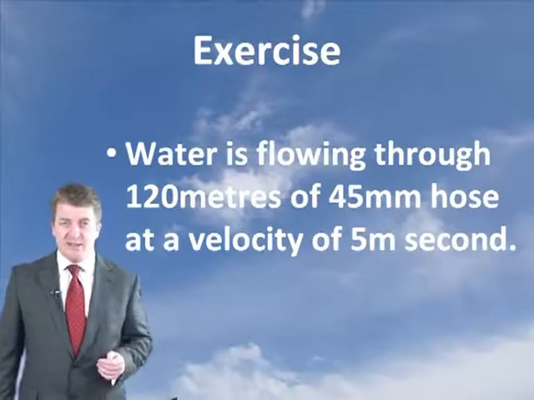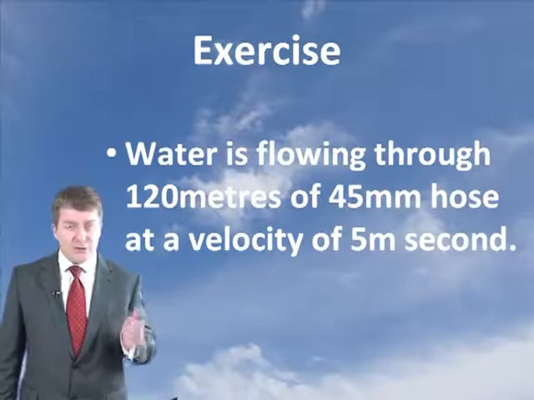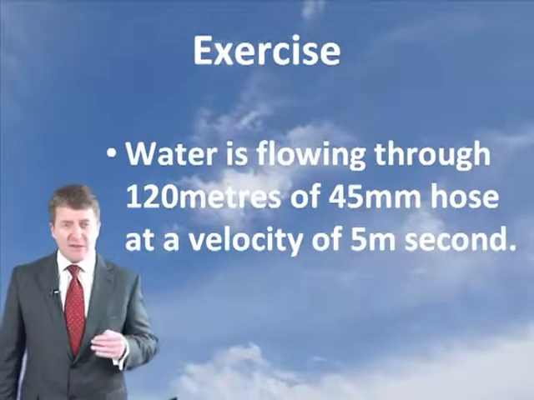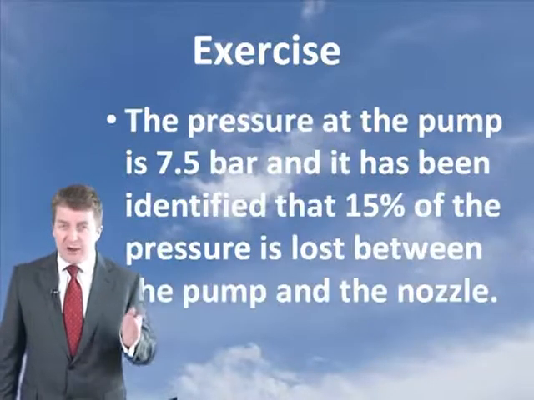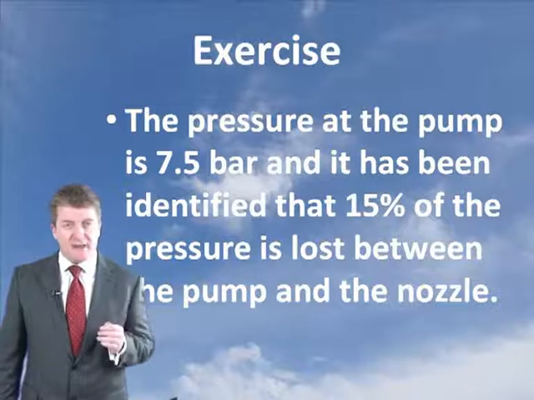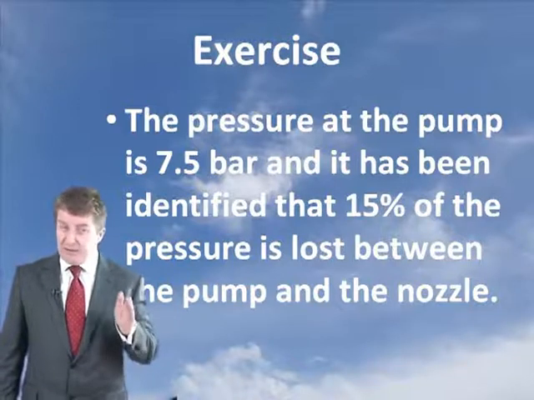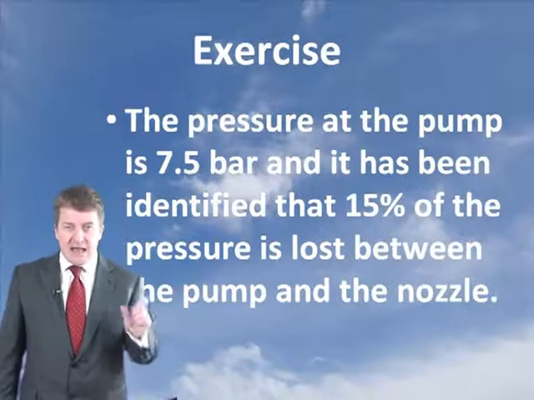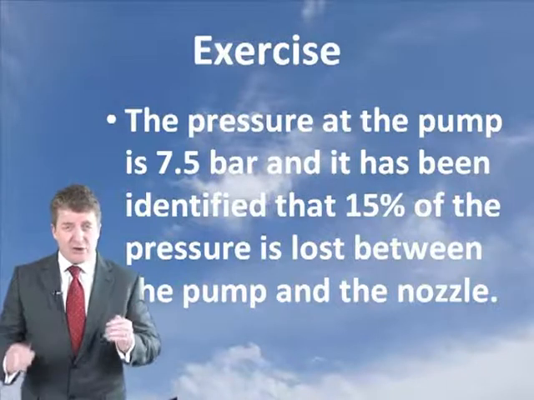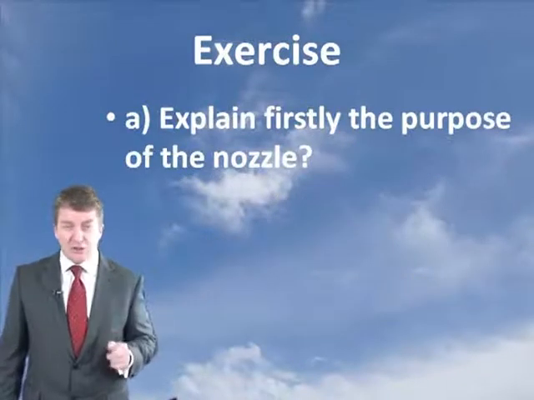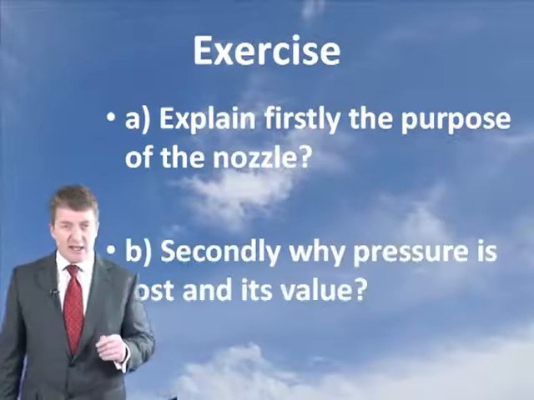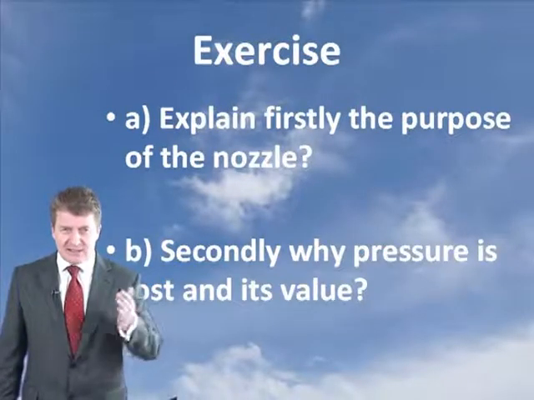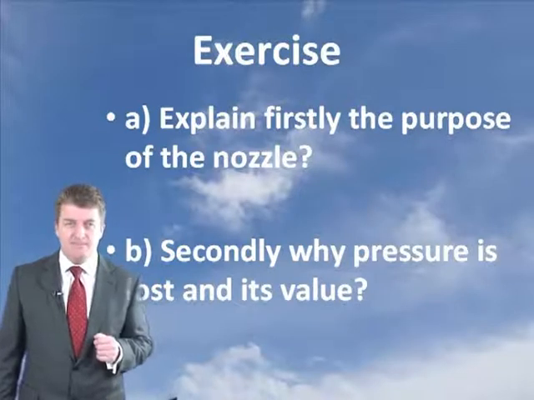Let's do an exercise. Water is flowing through 120 metres of 45 millimetre hose at a velocity of 5 metres a second. The pressure at the pump is 7.5 bar, and it's been identified that 15% of the pressure is lost between the pump and the nozzle. We want you first of all to explain the purpose of the nozzle, and secondly why pressure is lost and its value. So we need to work out the value.